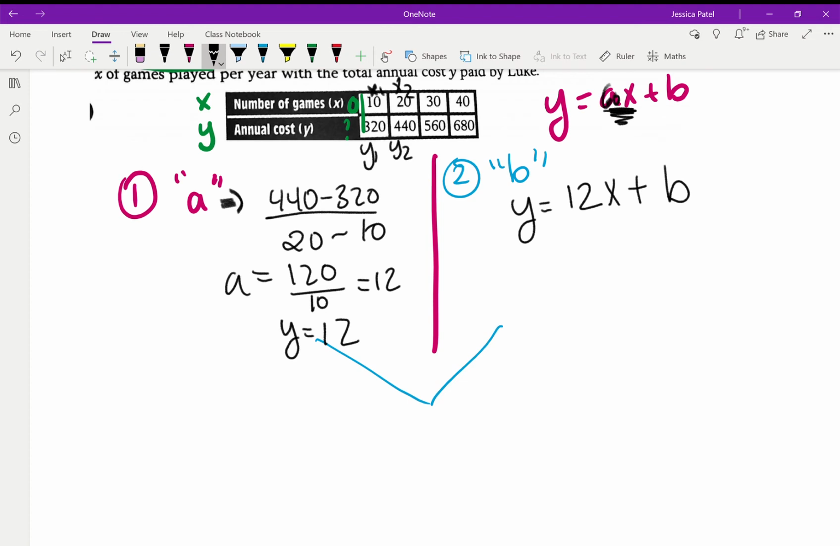Okay, so now we're going to substitute a point. Again, I'm just going to use the first one. And I have x as 10.